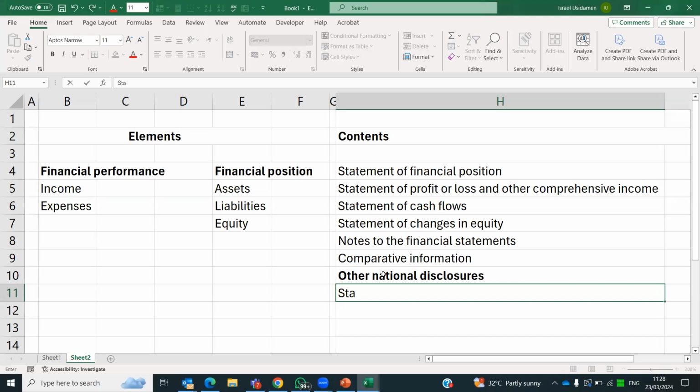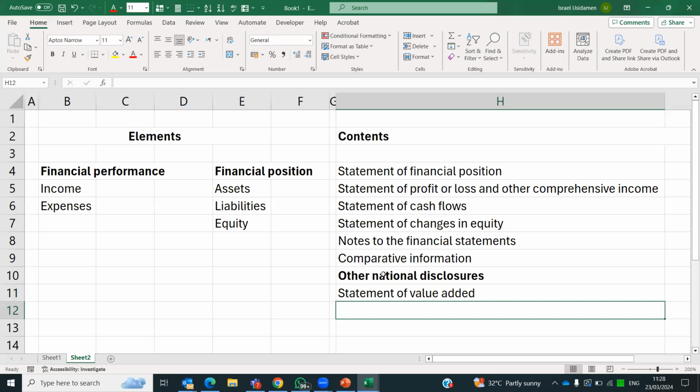where we have stuff like statement of value added, 5-year financial summary. So these are the two popular national disclosures you will see. So take away on that content.